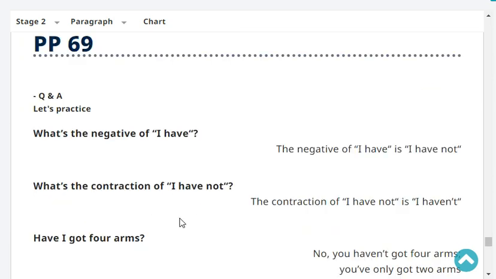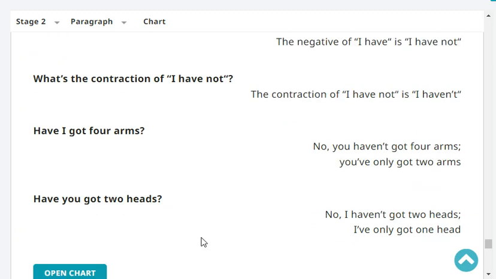Okay. What's the negative of I have? The negative of I have is I have not. What's the contraction of I have not? The contraction of I have not is I haven't. Very good.